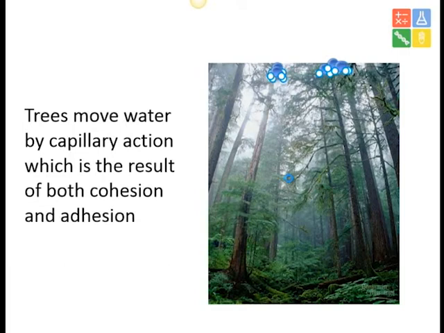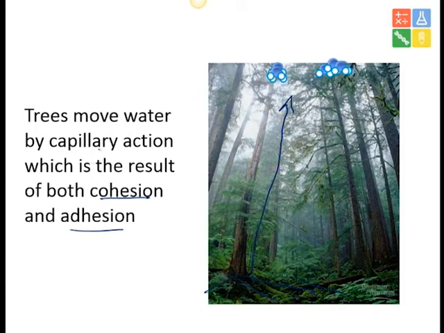In trees, we can have water from the root system over here, going all the way up the xylem, the vessels themselves, and it can reach the leaves very, very high up in the top portion. So again, this occurs because of cohesion. The water molecules will tend to stick together and go up the xylem. Adhesion, because it will adhere to the xylem walls and creep up.